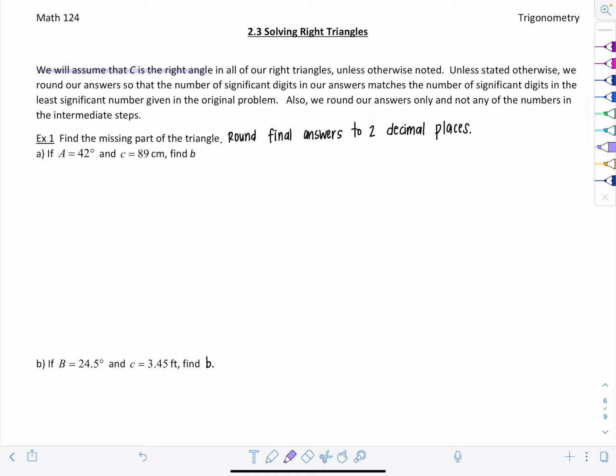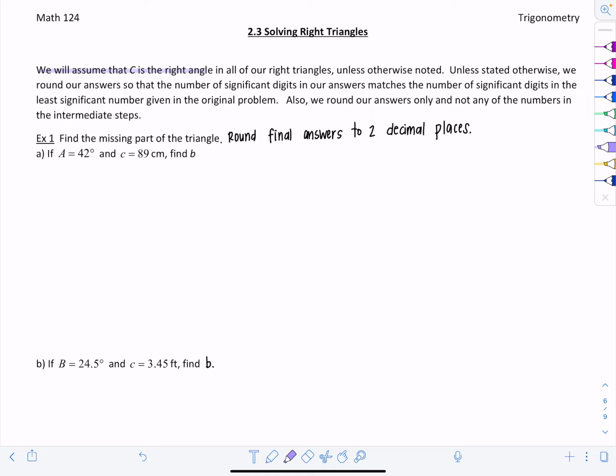So don't round until the final step, otherwise you'll have rounding errors. So leave as much in your calculator and work with the calculator. Get familiar with it so that you don't have to keep clearing and re-entering and rounding along the way. But that's pretty much it.